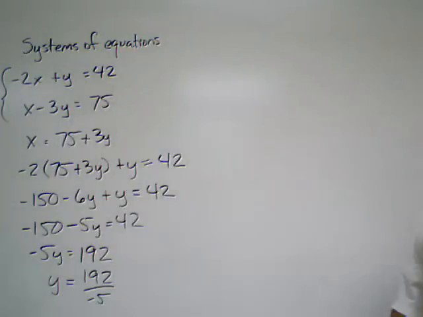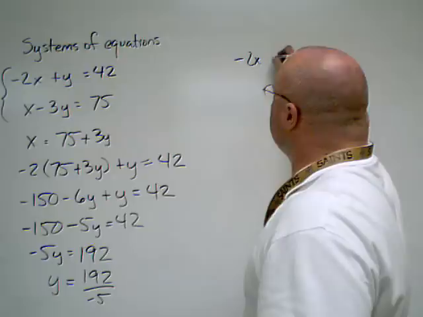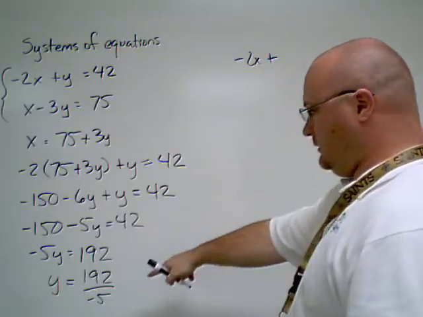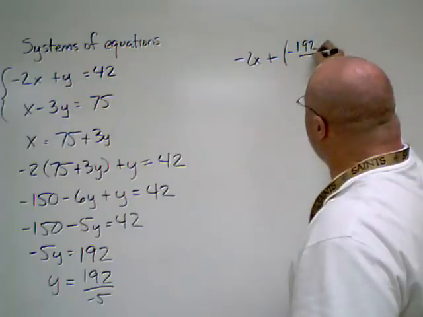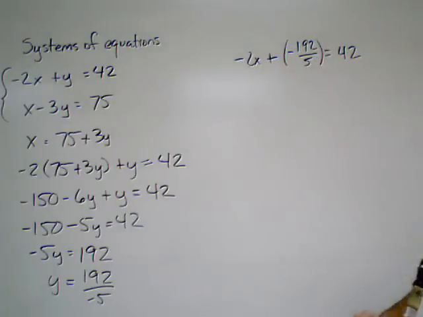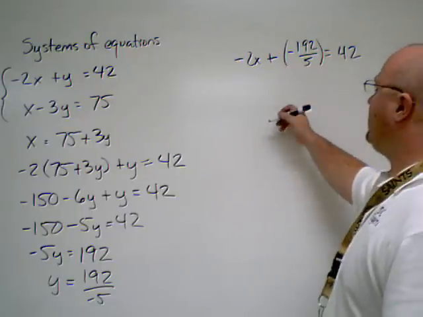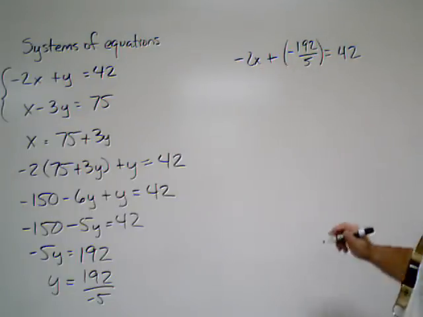Alright, now I'm going to plug it back into either one of those functions, and I should find out what x is. Okay? How about we go with the top function? So negative 2x plus, which in this case is actually a negative 192 over 5 equals 42. Alright, now this might get ugly, but don't worry, fractions are your friends. Don't freak out.